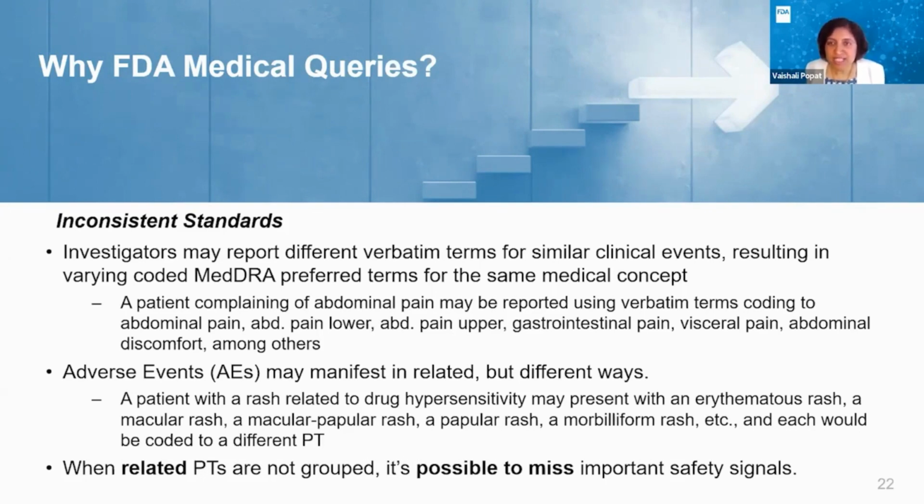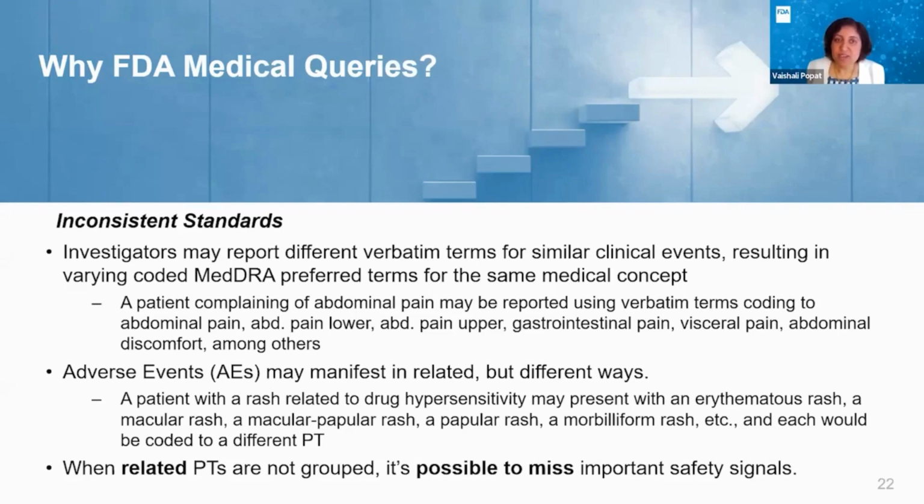Then let's imagine the same patient goes to a second site, and this investigator writes down upper abdominal pain, and the third investigator writes down lower abdominal pain, and let's say the fourth investigator writes down abdominal discomfort. None of this is wrong medically, but they're all similar clinical events. Because MedDRA has more than 24,000 preferred terms, it is very granular. There is a preferred term for each one of these, so they would be coded into different preferred terms.